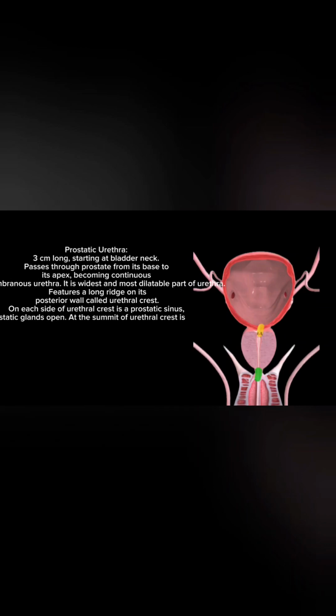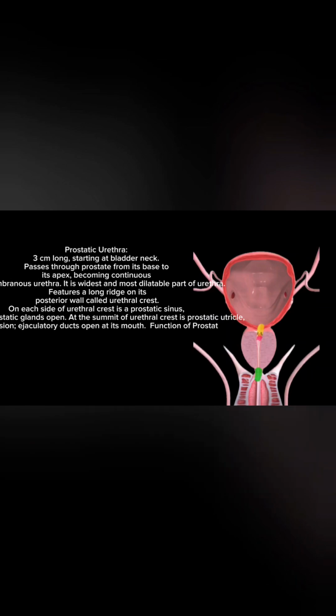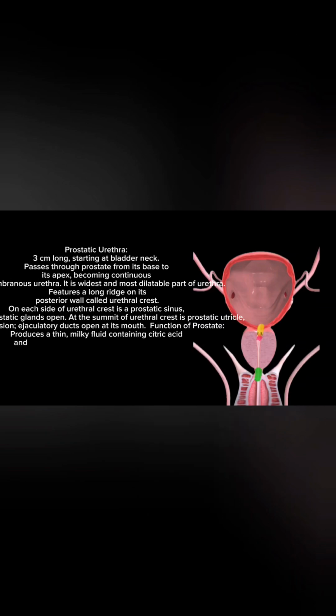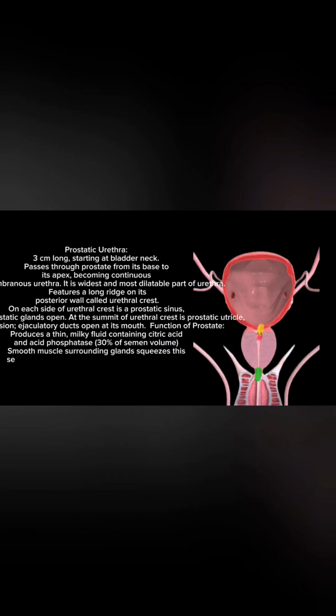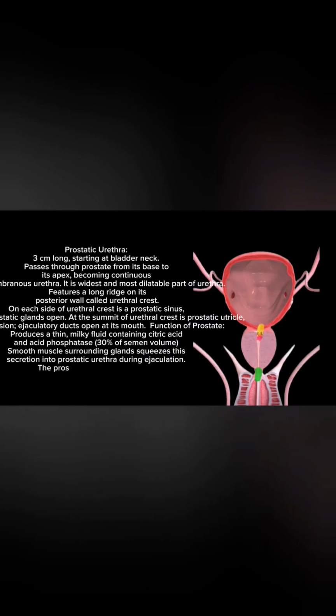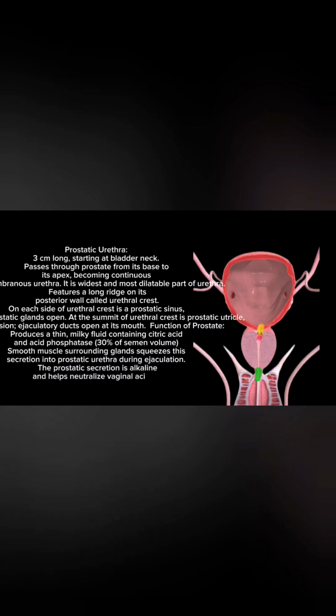At the summit of the urethral crest is the prostatic utricle. At its edges, the ejaculatory ducts open at its mouth. Function of prostate. The prostate produces a thin milky fluid containing citric acid and acid phosphatase. Smooth muscle surrounding the glands squeezes this secretion into the prostatic urethra during ejaculation. The prostatic secretion is alkaline and helps neutralize vaginal acidity.